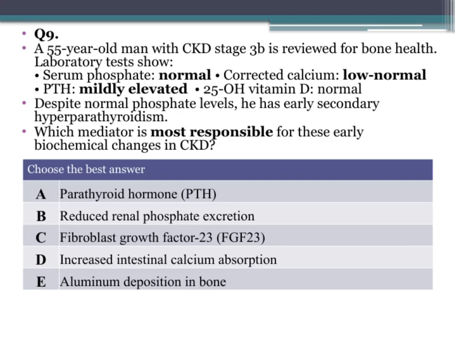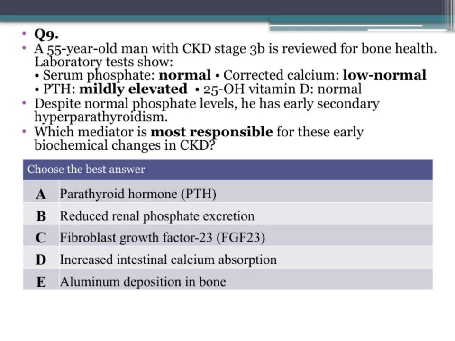Let's take a closer look at this case. We have a 55-year-old man with CKD stage 3B, and his labs show some interesting findings. His serum phosphate is normal, and his corrected calcium is on the low normal side. His PTH is mildly elevated, and his vitamin D levels are normal. Despite his phosphate levels being normal, he's already showing signs of early secondary hyperparathyroidism. This is an important point because it highlights how the body begins to respond to CKD even before significant changes in phosphate levels occur. Now, the key question here is, which mediator is mainly responsible for these early biochemical changes?